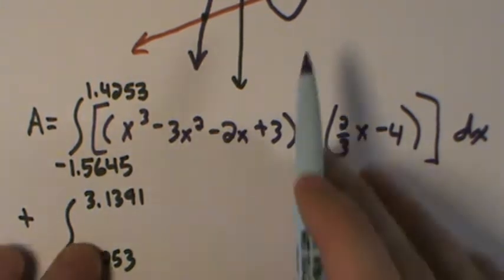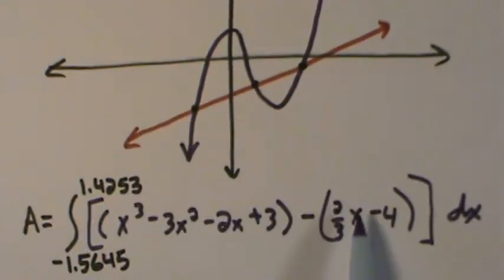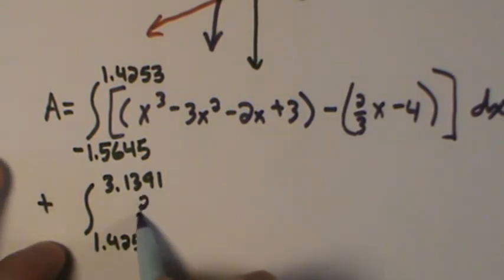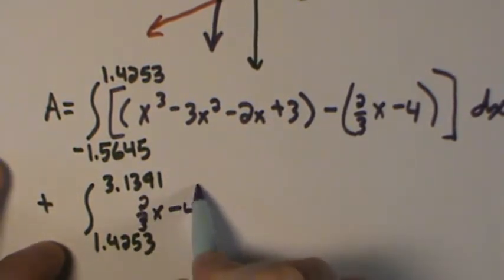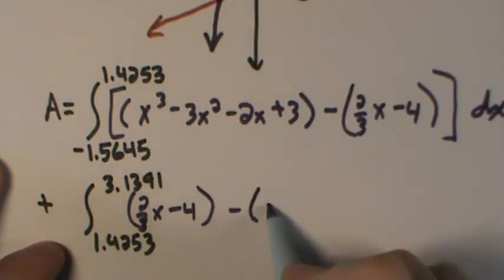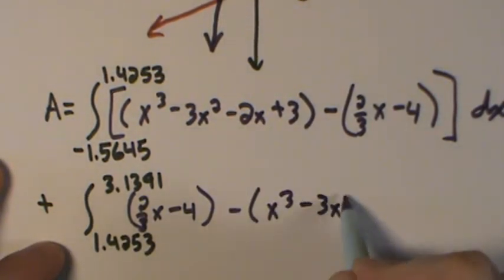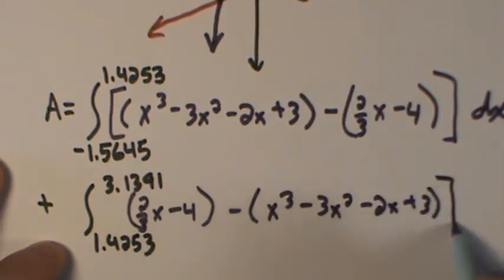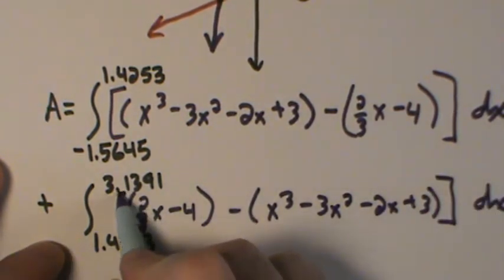For this one, this is going to be the second region. All I'm going to do is switch the order of this. So I'll say this is 2/3 x minus 4 minus x cubed minus 3x squared minus 2x plus 3 dx.